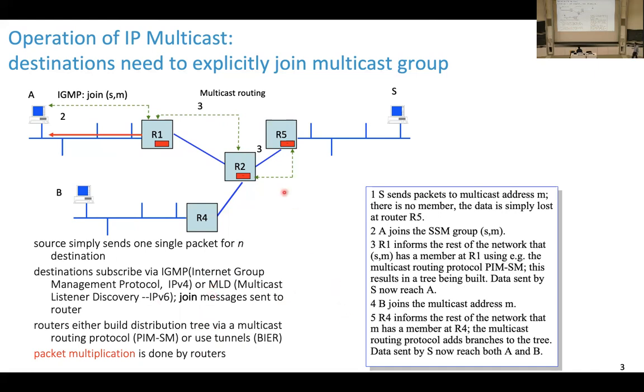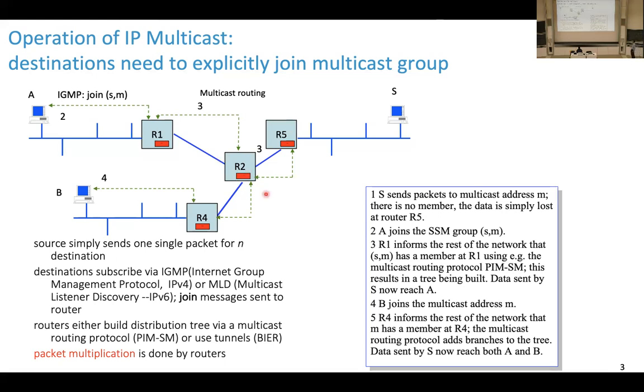Here you have only one host that has joined the group, but let's assume that another host would like to join the group. B will do the same thing. It will use the protocol called IGMP, or MLD in IPv6, to tell the router R4 that it needs to join the group. R4 will store it in its per-flow state information database, and then R4 will send a message to R2. R2 will store the information inside its database and will stop, because it already has the information inside the router.